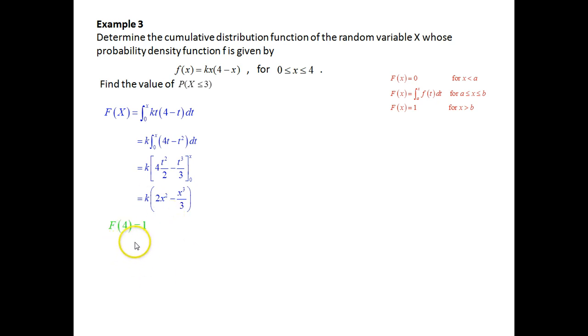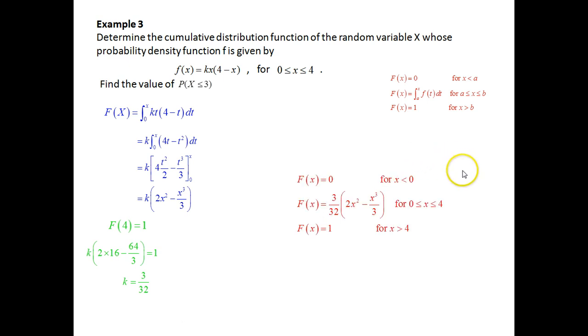I also know that at 4 it's equal to 1. So I can work out my k. I can put 4 in that function and I get that k is equal to 3 over 32. So my function, I need to write it out in full. So below 0 I've got F of x is 0. Between 0 and 4 I've got this function with k being 3 over 32. So that's the value of the cumulative distribution function up to a point x, which is between 0 and 4. And then above 4, I've got 1. So that's the cumulative distribution function defined in full.